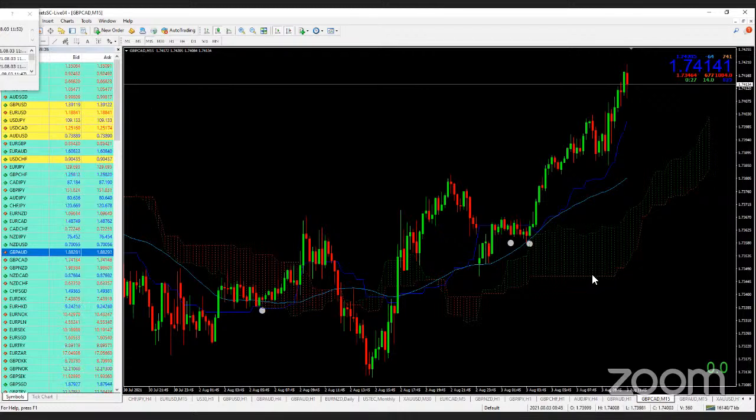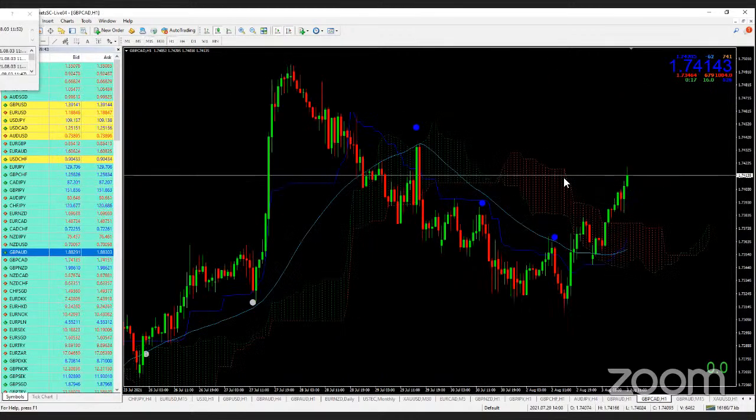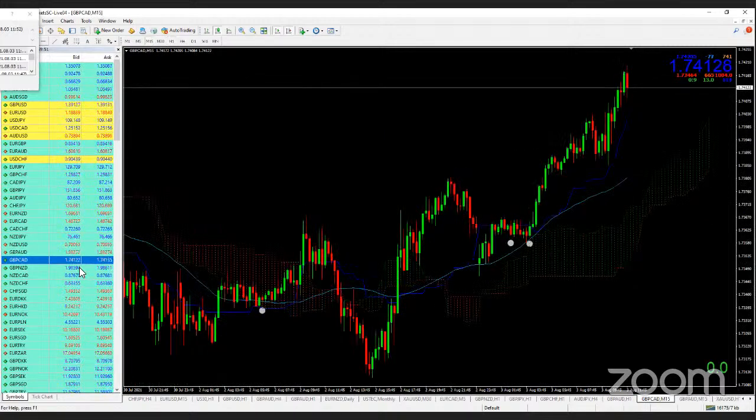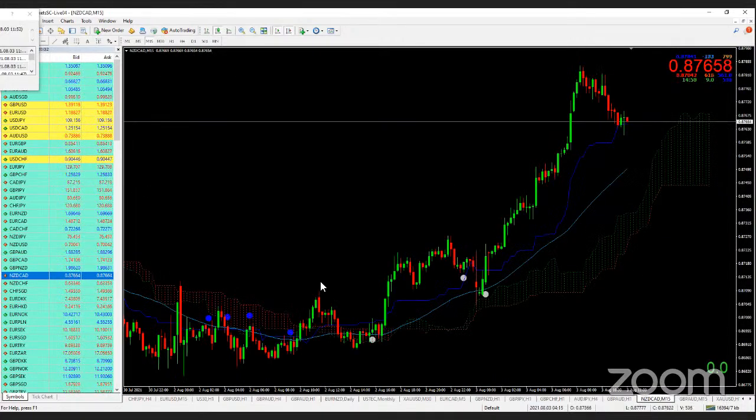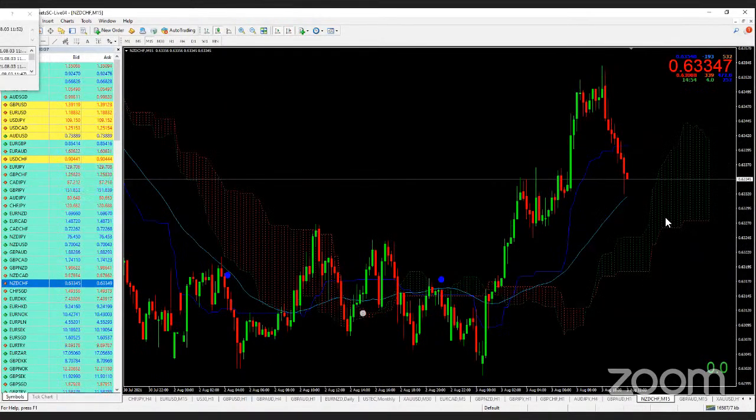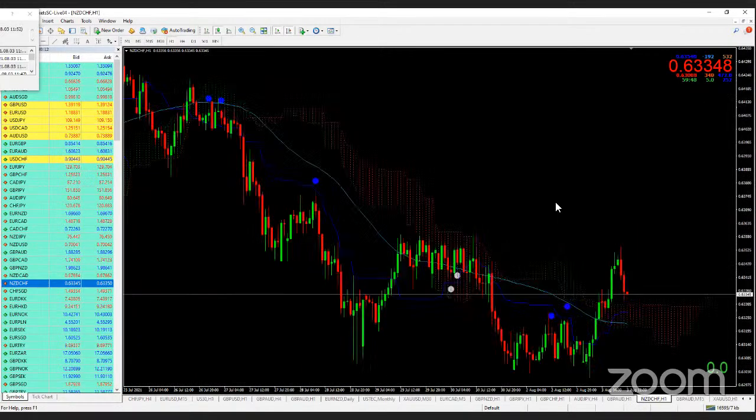Okay, so we will check one or two more. So this is pound card. No, I mean, it's pushed up so high. I would say we need to wait for it to pull back before jumping in this one, if anything. That's pound Aussie rather. And this is pound Canadian dollar. New Zealand card, New Zealand CHF.